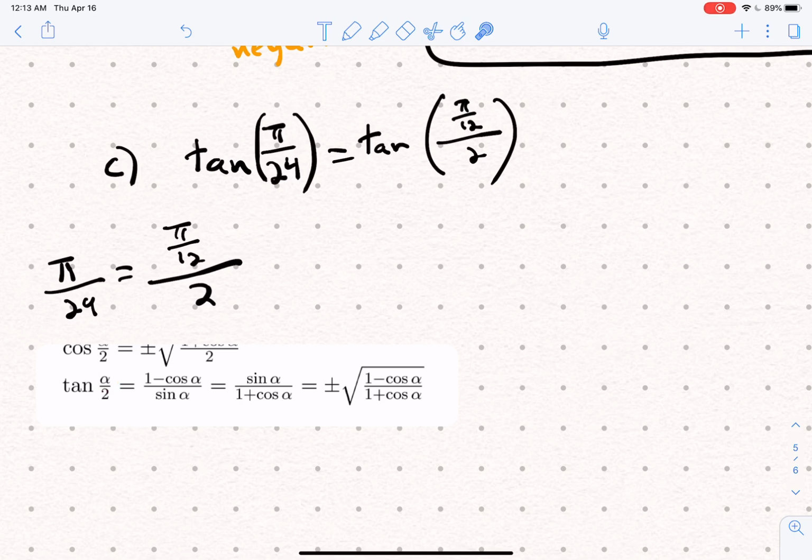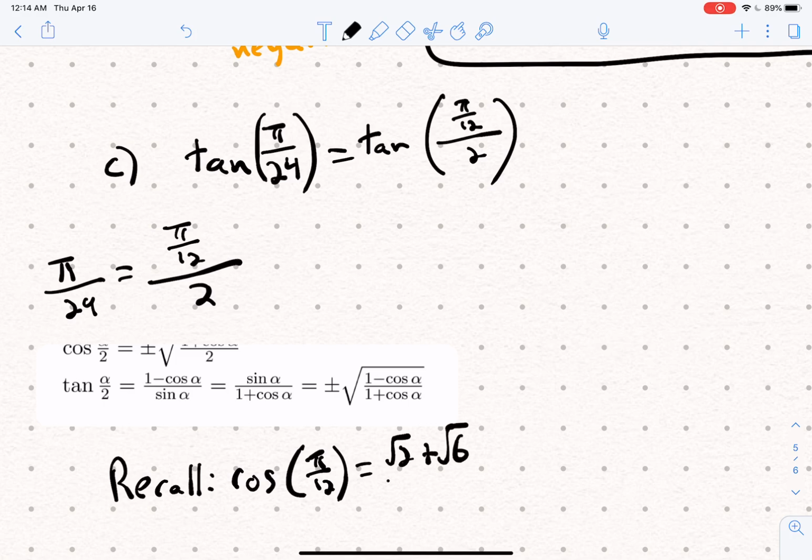Now, what is the original angle alpha? Here, alpha is pi over 12. Do we know sine of pi over 12 or cosine of pi over 12? If you were with me on the previous video, you would know that we calculated the cosine of pi over 12. That was the very first angle summation formula that we did. So just as a recall, cosine of pi over 12 is equal to radical 2 plus radical 6 over 4. Now, we didn't ever calculate sine of pi over 12.